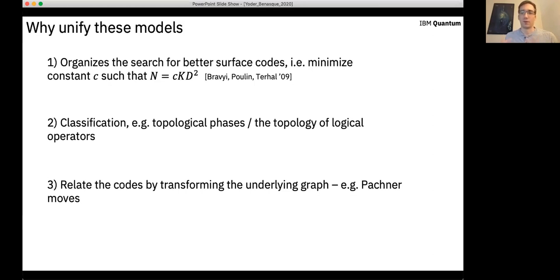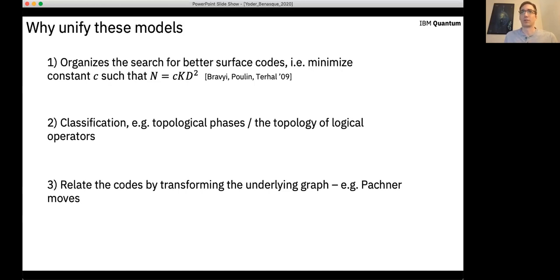And that was the motivation for at least my work with Isaac Kim, where we were able to achieve c equals 3/4, whereas the rotated surface code just has c equals 1. So you want c to be small.